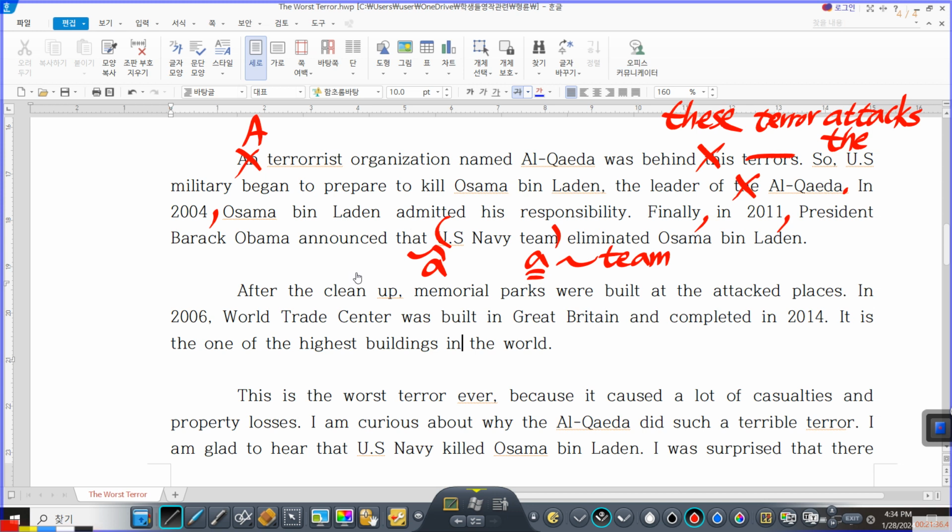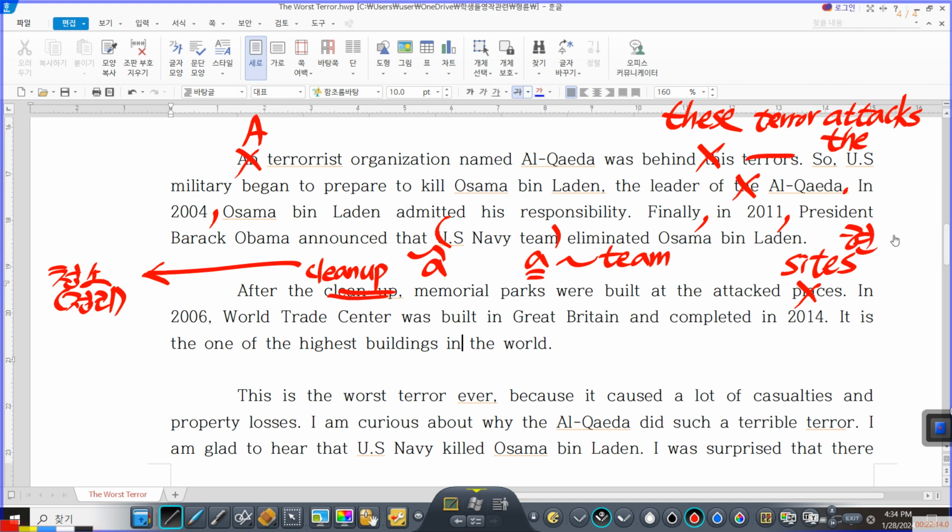After the cleanup, 이거 두 개 붙여야 돼요. 이 clean 띄우고 up하면 청소하다는 동사잖아. 이거 약간 그렇죠. 제거죠, 제거. 그 제거가 있은 다음에 memorial, 이거 이 제거는 청소겠네요. 그렇죠. 정리 어디 그 테러가 있었던 그 9.11 그 트윈 타워 현장. Memorial parks were built. 이게 on site잖아. 그래도 되고. 그래서 place보다는 site가 낫겠죠. 우리가 이런 것들을 현장들이라고 표현할 수 있을 테니까.